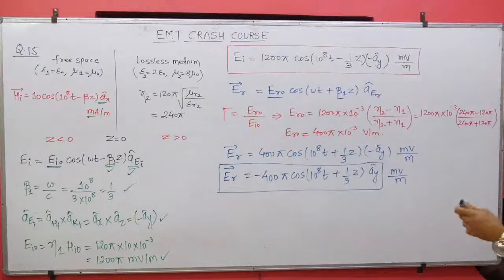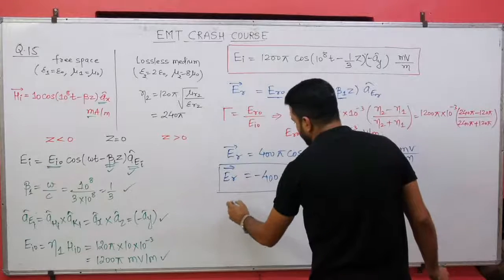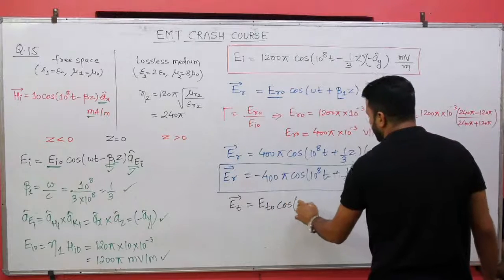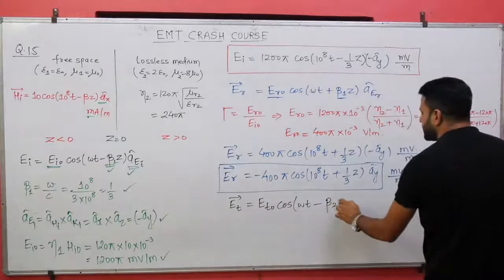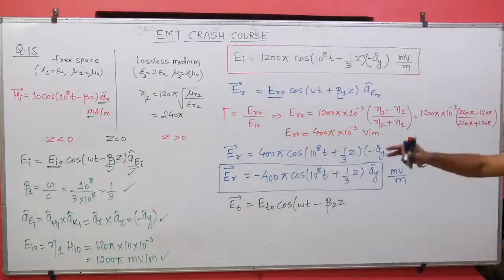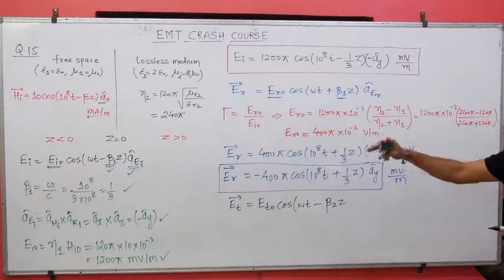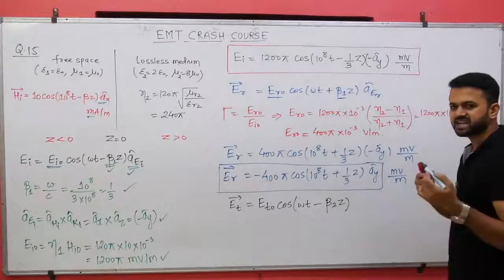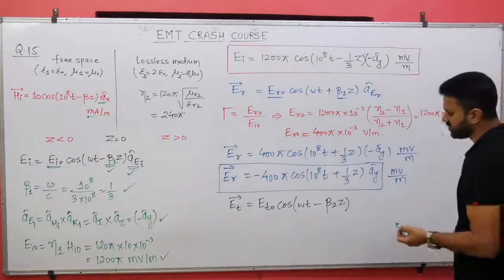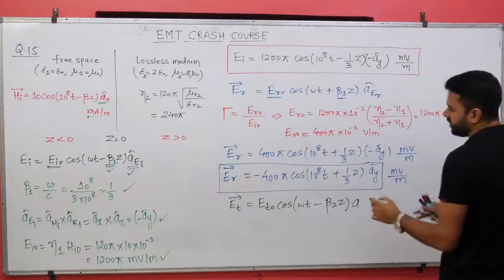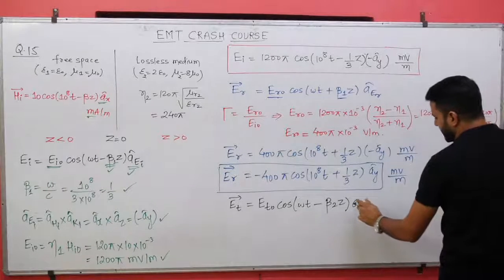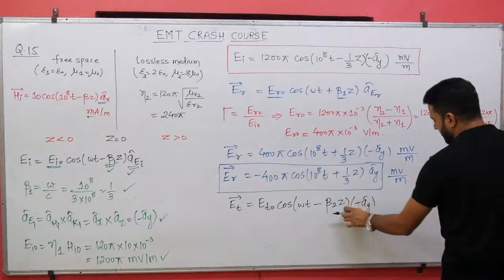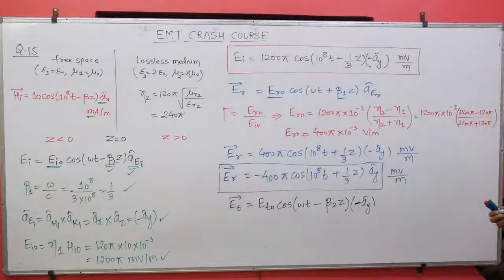So if you want to calculate the transmitted electric field, it is ET is equal to ET0 cos of (omega t minus beta 2 into Z), because it is traveling in the same direction. The incident wave and the transmitted wave travel in the same direction, and because it is traveling in medium 2, we keep the beta 2. The direction of electric field remains the same in all the cases, so that is why we write this minus AY cap. You should keep the direction of magnetic field the same.